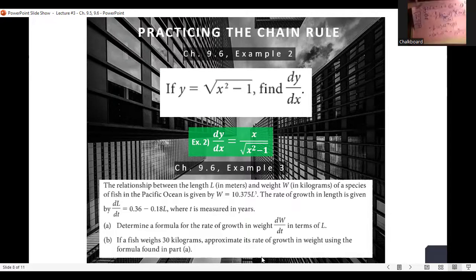First, what I'll do is I'll write down what I know out of the word problem. What I know out of the word problem is W equals 10.375 L cubed, and dL/dt equals a very strange expression, 0.36 minus 0.18 L. And we're trying to figure out dW/dt.